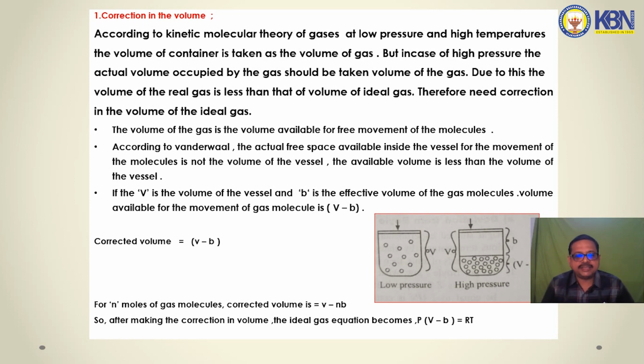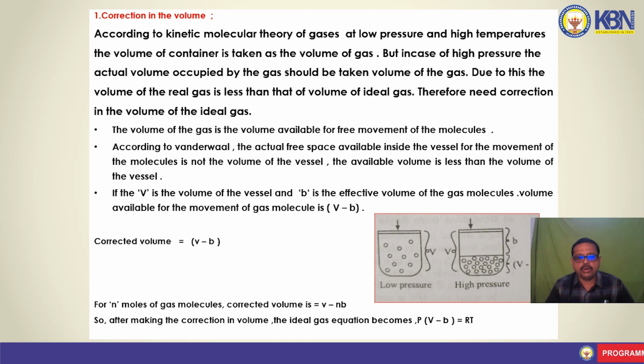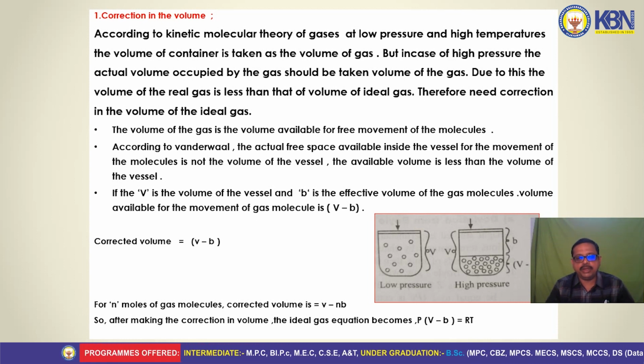The volume of the gas is the volume available for free movement of the molecules. According to van der Waals, the actual free space available inside the vessel for the movement of the molecules is not the volume of the vessel. The available volume is less than the volume of the vessel. So if V is the volume of the vessel and b is the effective volume of the gas molecules, the volume available for the movement of gas molecules will be equal to V minus b. Here b is the excluded volume.